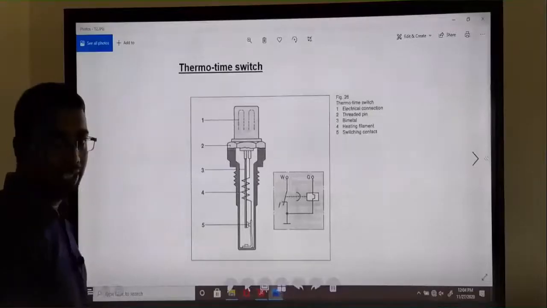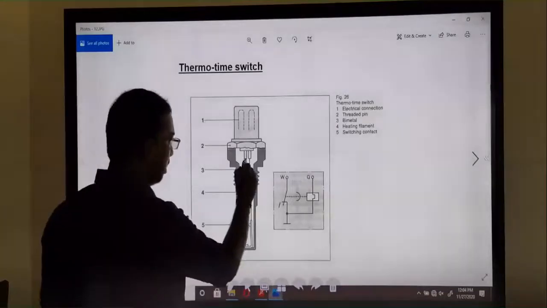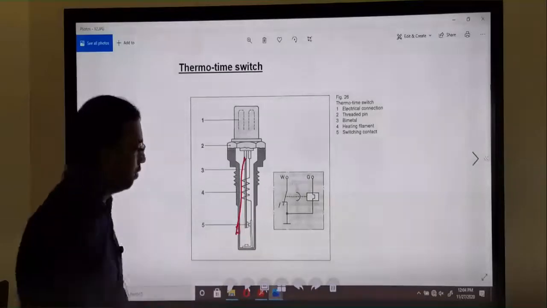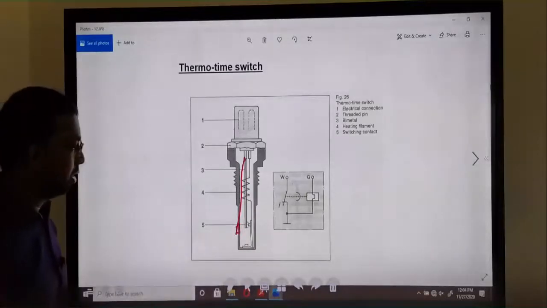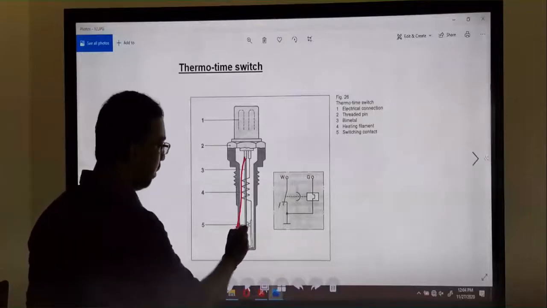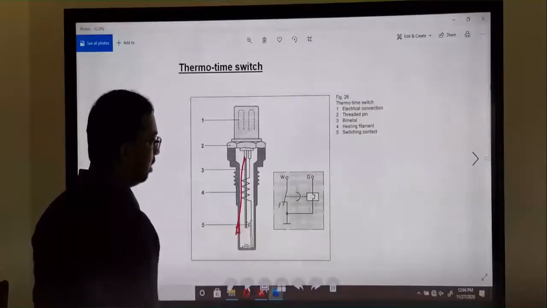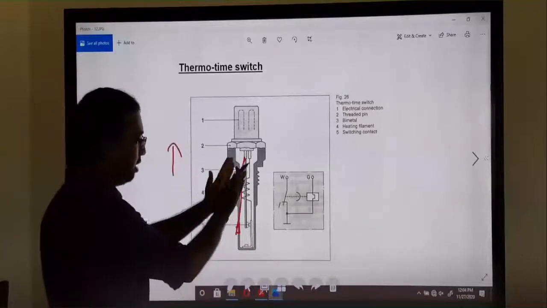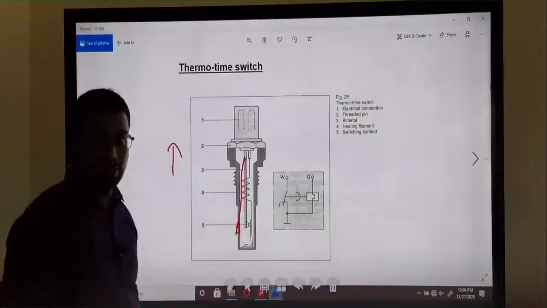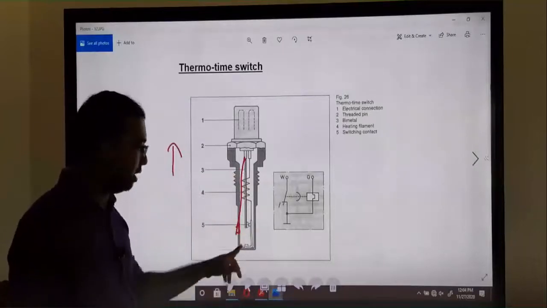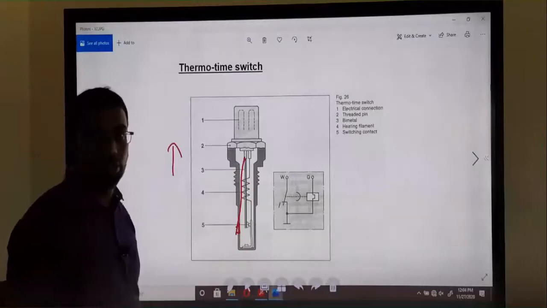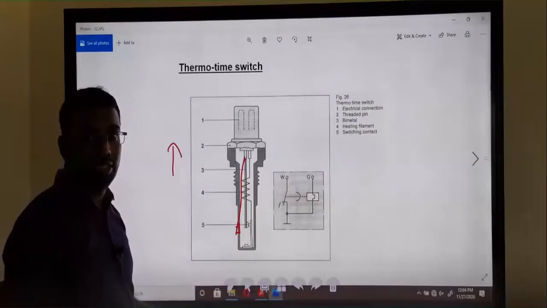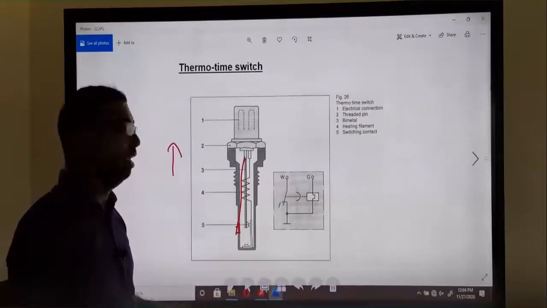When the temperature is high, what will happen? This moves like this. At that time this connection is open, not touching. There's a gap. So as the temperature is raised, this starts to move like this. At that time there is no connection with the switching contact. So automatically the cold start injector stops its spray or its function.